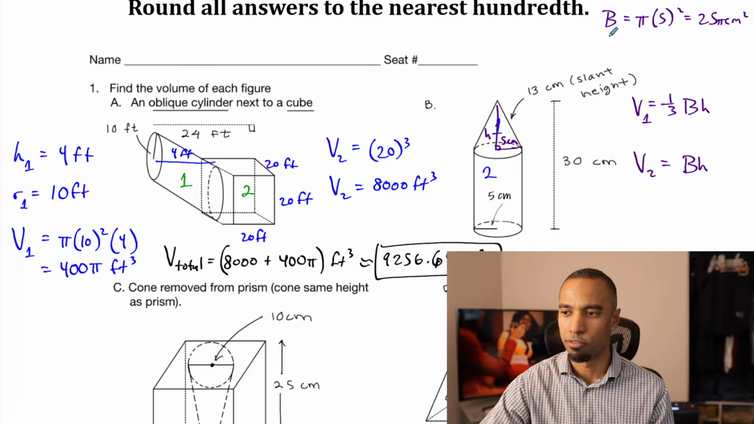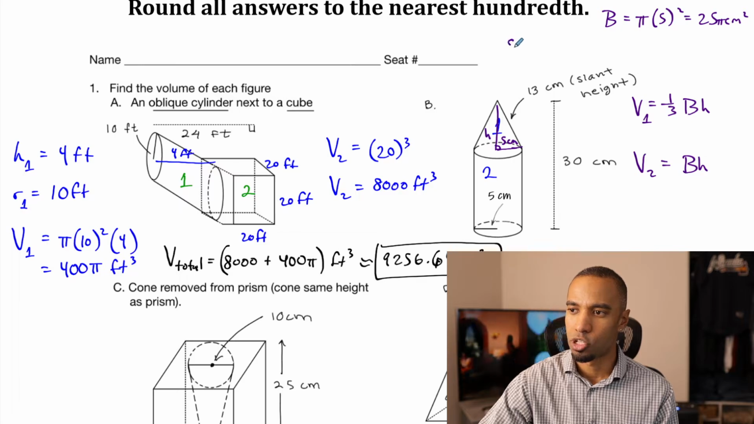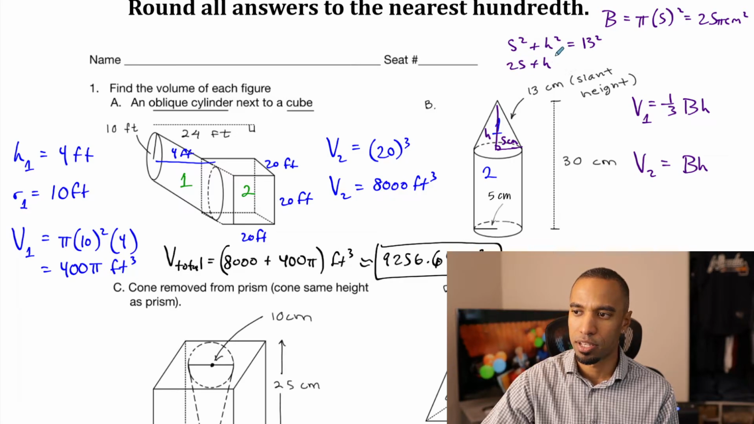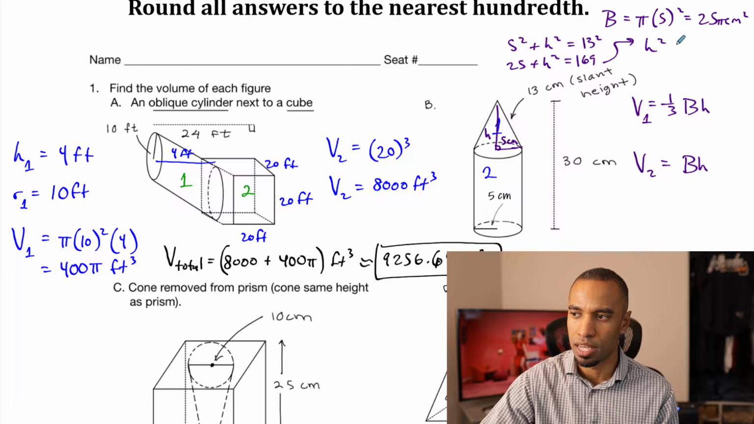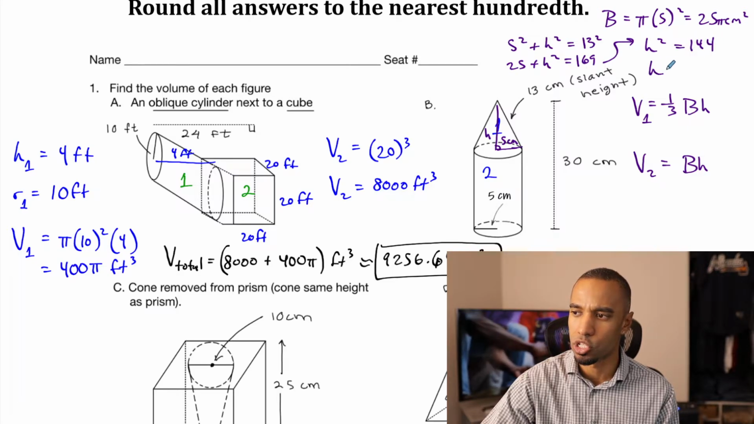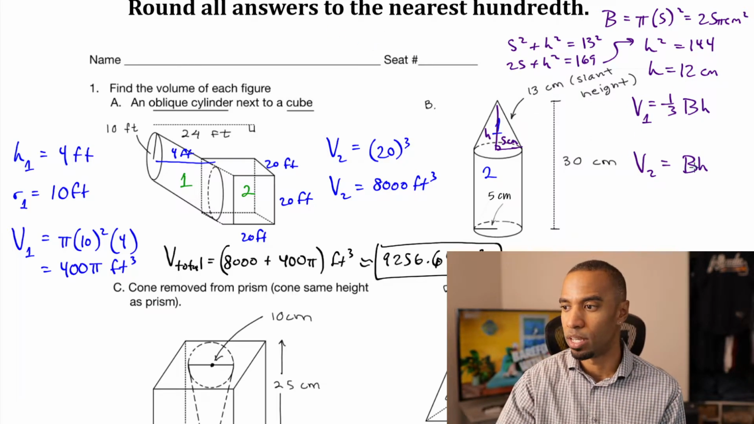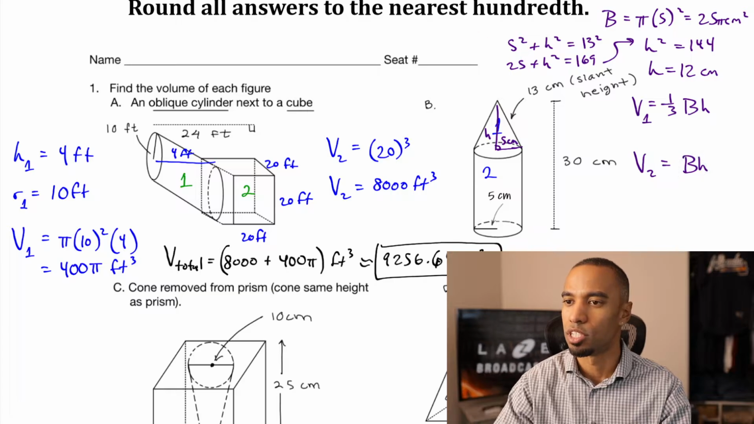So what we're looking for there, we have 5 squared plus h squared equals 13 squared. So 25 plus h squared is 169. Going to do the math kind of for you quickly. H squared is 144, so h is 12. You get 12 centimeters for the height, and you have an area of the base of 25 pi.